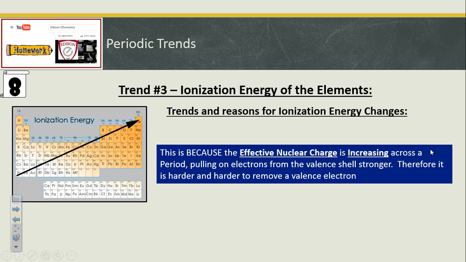So electronegativity and ionization energy trends kind of travel together. As electronegativity increases, ionization energy increases. And it's inverse for the atomic radius. The atoms get smaller as you go from left to right because effective nuclear charge goes up, and it's harder and harder and harder to remove those valence electrons.